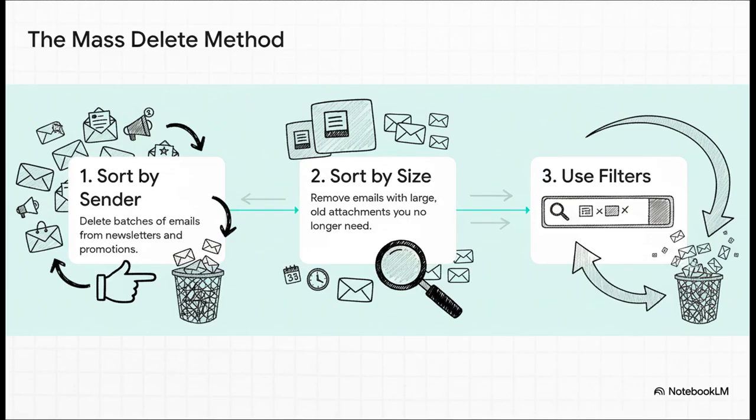Forget going one by one. Here's the trick. First, sort by sender. You can batch delete all those newsletters and junk mail in one go. Then, sort by size to find those huge old attachments you don't need anymore. Finally, use a search filter like older_than:1y to just wipe out ancient history.